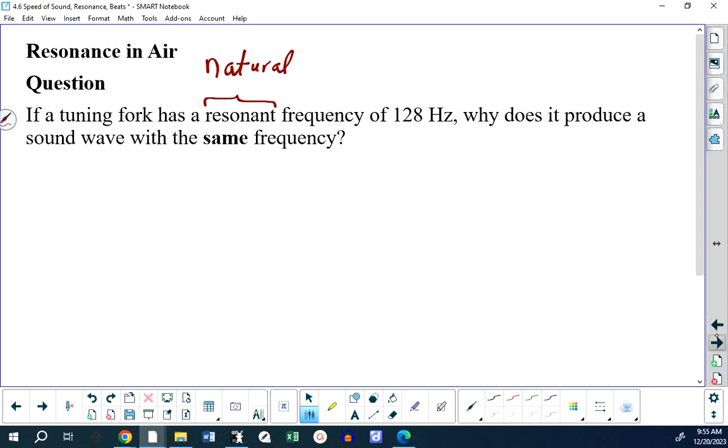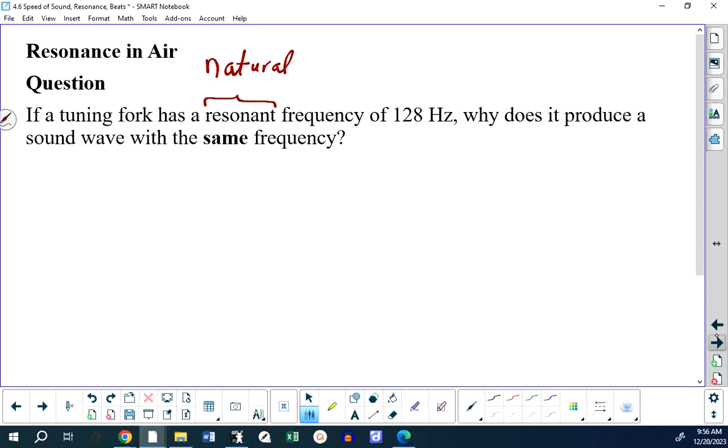Why does it produce a sound wave with the same frequency? Well, I'll explain it and then we can decide what to write down. When I take that tuning fork and I strike it, those two tines, and you can see them vibrating back and forth, right? It's a blur because they're going back and forth 128 times per second. But what is surrounding them is air. So what it's doing is it's hammering the air back and forth in the immediate vicinity 128 times per second.